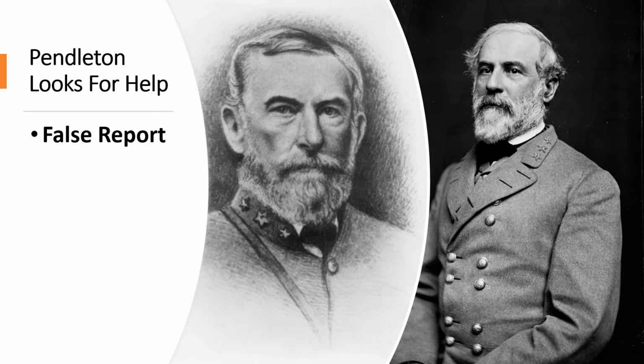Pendleton left looking for help. He finally found Lee around midnight and told him that he had lost all of his guns. Lee said, "All of them?" and Pendleton said yes. In reality, he had only lost 4. Upon hearing this false information, Lee stopped the movement towards Williamsport. He ordered A.P. Hill to return to Shepherdstown to retake the ford. In the meantime, the Federals had recrossed the ford and returned to the Maryland side.